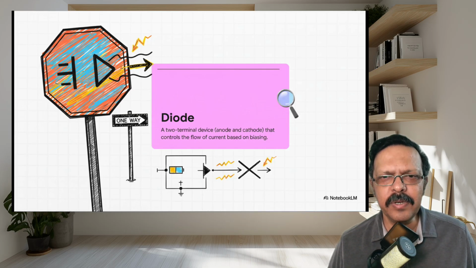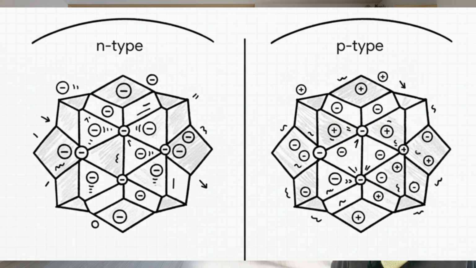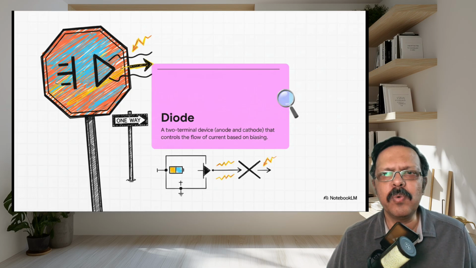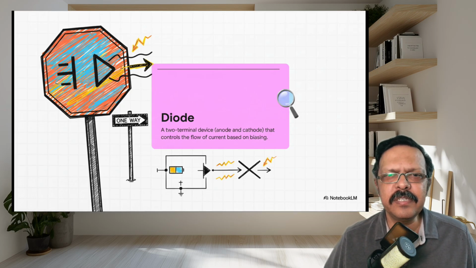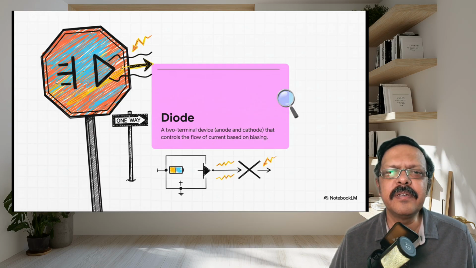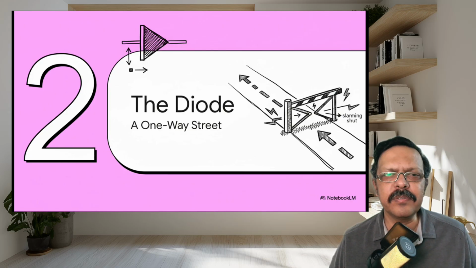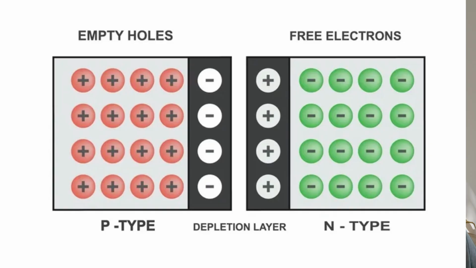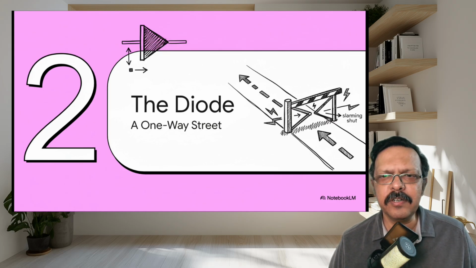A diode exists only because of something we learned earlier, the P-type and the N-type semiconductor materials. A diode is literally created by joining one P-type region and one N-type region together. So this junction is what gives the diode its one directional behavior. The P-type has holes, positive charge carriers. The N-type side has extra electrons. When you put them together, electrons and holes rearrange themselves, forming what we call a depletion region. It's a natural gatekeeper that allows current to flow one way but blocks it the other way.